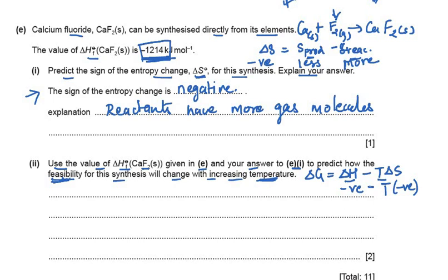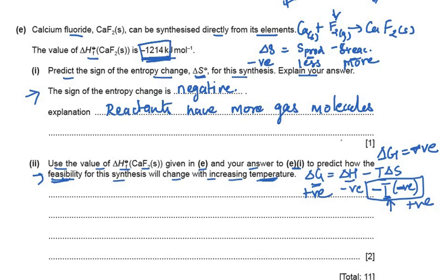Now if we say that the temperature increases, what happens to the second part of this equation? That is going to be a positive value because of the two negative signs, minus T delta S. Delta S is also negative, so that's going to be positive. If the temperature increases, there are more chances that delta G, that is Gibbs free energy change, also becomes positive. The reaction is only feasible when the delta G value is negative.